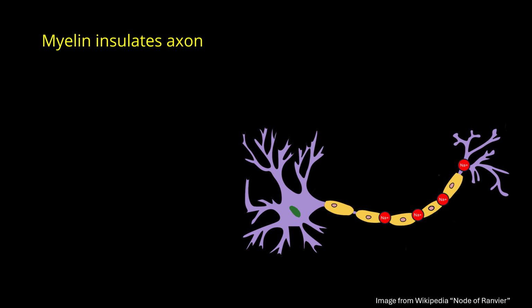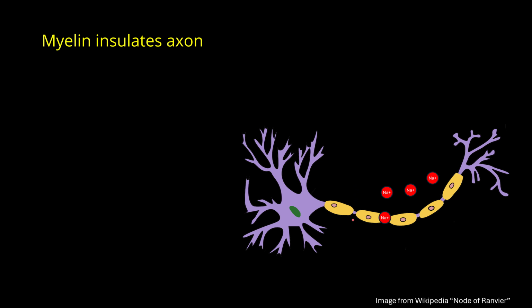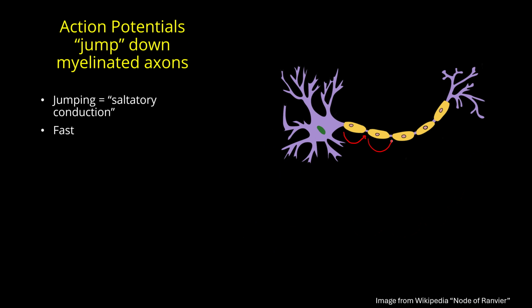You'll see that myelin covers parts of the axon, but there are unmyelinated gaps in between that are called nodes of Ranvier. When positively charged ions enter one node, they affect the next node without leaking through the plasma membrane. This is going to speed up the action potential. When an action potential jumps from one node to another, it's a process called saltatory conduction.